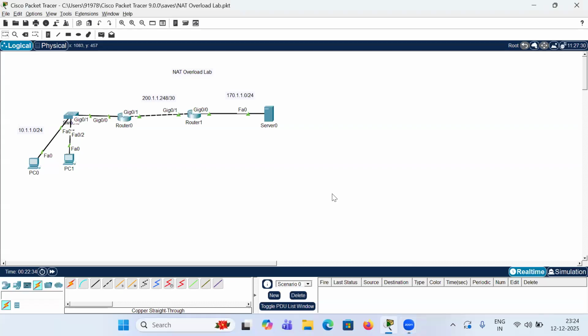In this video, I'm going to show you how we can configure NAT overload or PAT. So this is my lab, and on the WAN side, I have configured this IP, and this is the server side IP, which resides on the ISP router, and this is my LAN side. So we are basically configuring the NAT overload.